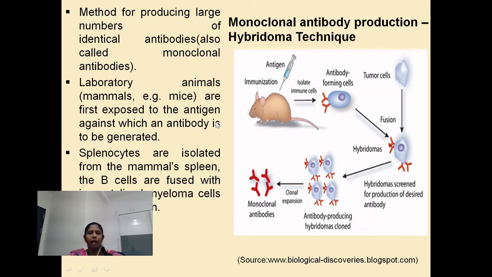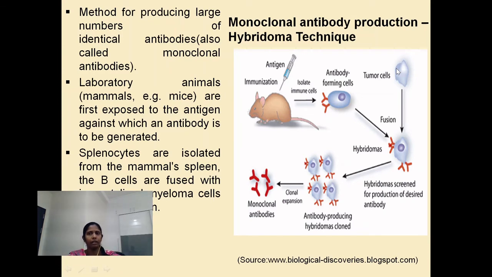After the schedule of immunization, sufficient time is allowed for the animal to develop a strong and sufficient immune response, after which the splenocytes are isolated from the mammal's spleen. Parallelly, tumor cells or myeloma cells of the same species are kept under culture.